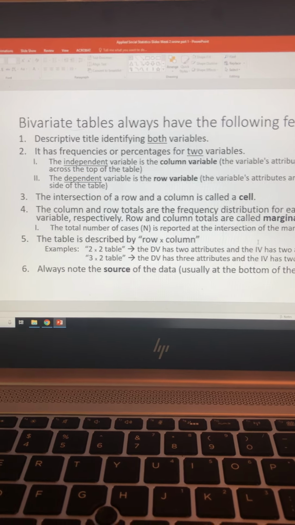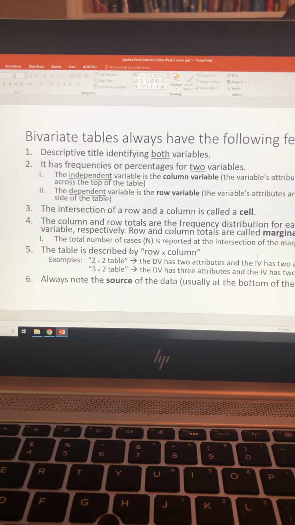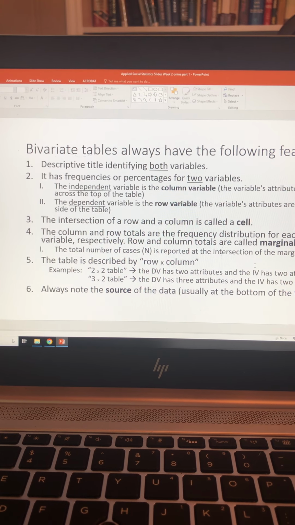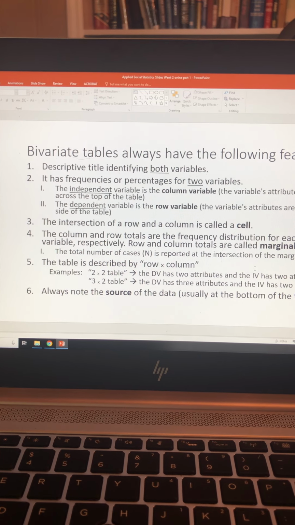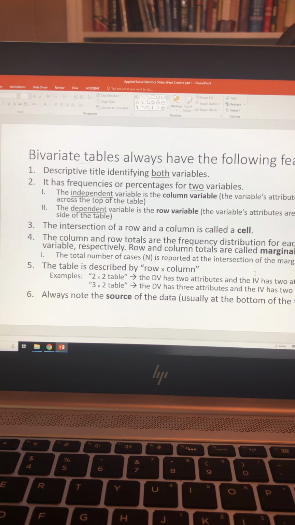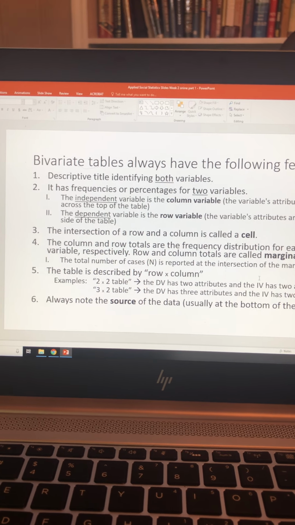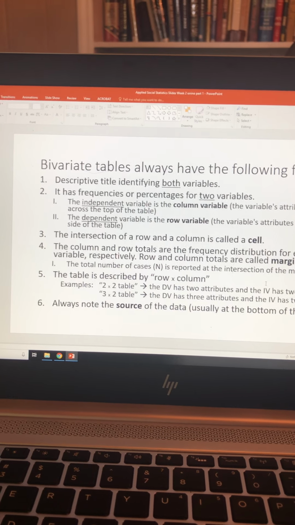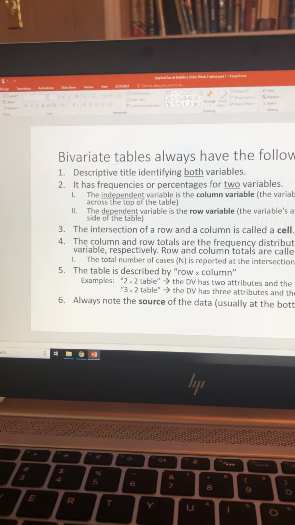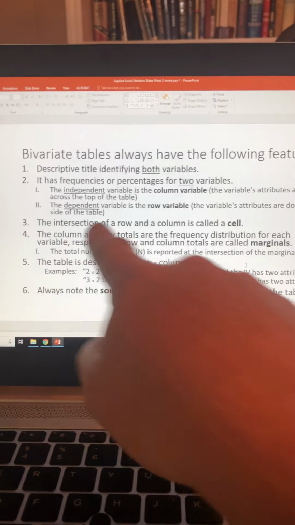Okay. So if we put the independent variable in the columns and the dependent variable in the rows, across the top and the sides are going to be your attributes, but the intersection of a row and a column is called a cell. And that should hopefully be something you're familiar with. Cells are sort of the intersection of the row and the columns in terms of the matrix that you're looking at. I'm gonna show you something from the book here in a second as soon as I get through this.